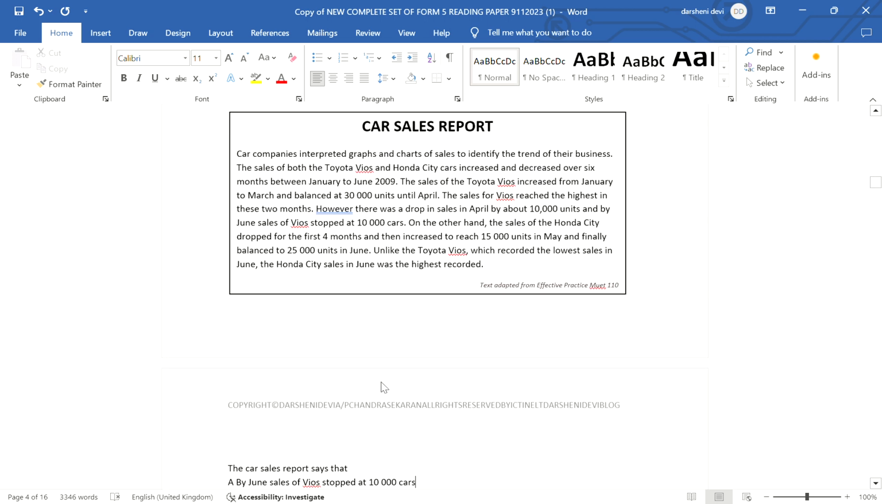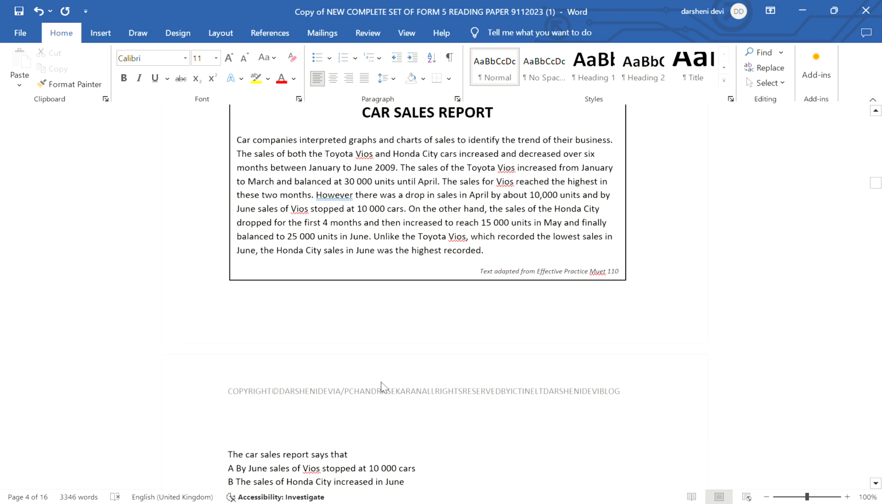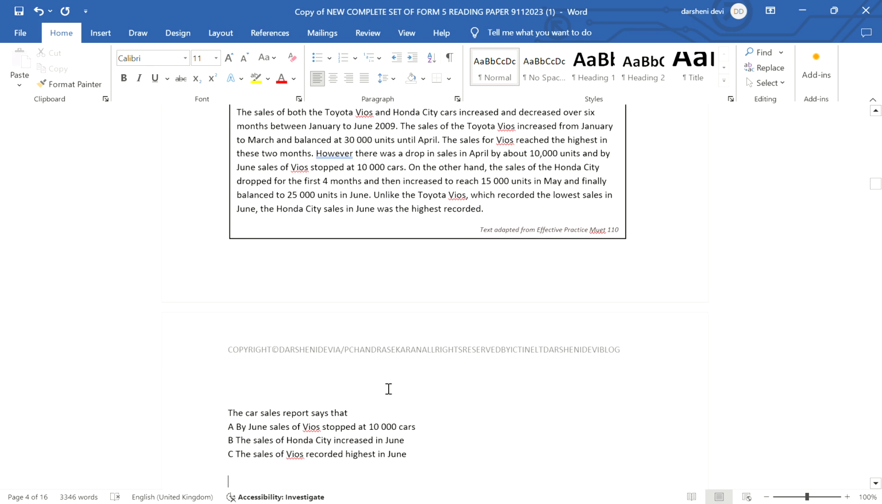Okay, and then question number 4 is the car sales report says that. So here what is the keyword? The car sales report. So they want to know about the report. So the keyword is sales report. Okay. And then let's look at the options here. By June, okay, they want to know by June. They want to know increased in June. They want to know recorded highest in June. Okay, so let's see. What does the car sale report say? So we find here regarding June, and then we can write the answer. I mean, we can circle the answer.